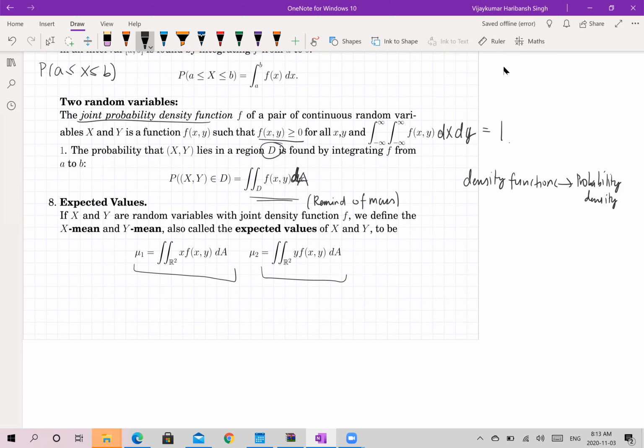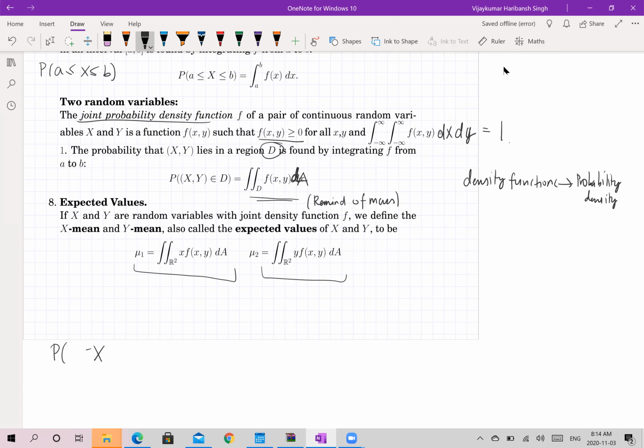Okay. So if x and y are random variables with joint probability density function f, then we can define the so-called x mean and y mean. Mu1 is the integral of x times f of xy over R squared, which means you're integrating over the whole plane, and mu2 is given by this.